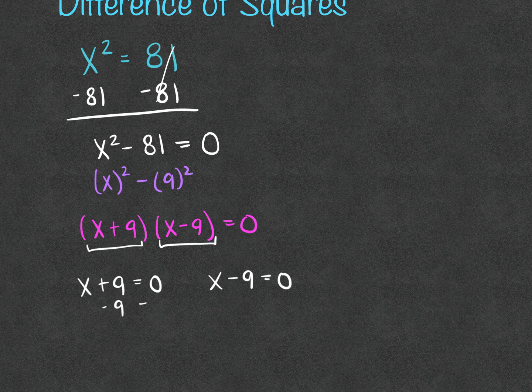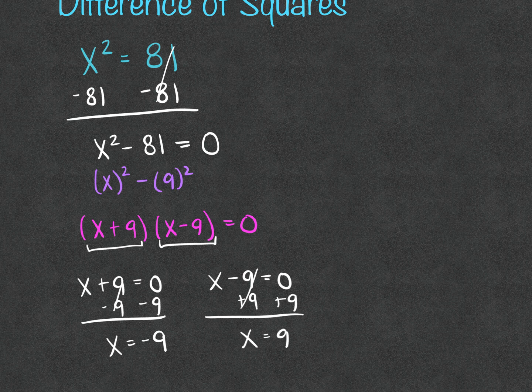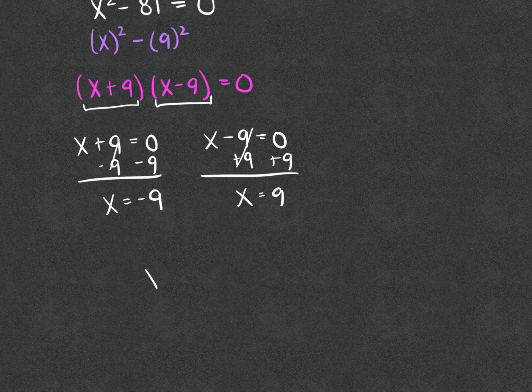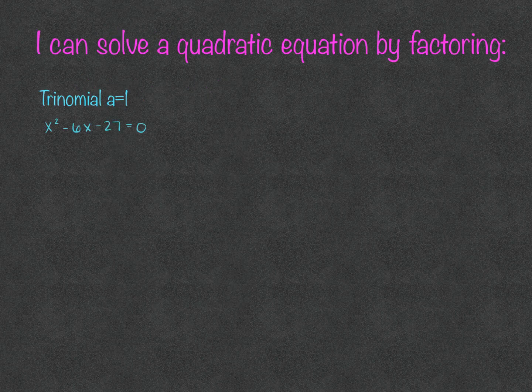So if we subtract 9, we get x equals -9. And then on this one, we'll add 9, and we get x equals 9. So my answers are -9 and 9. All right, let's continue on.